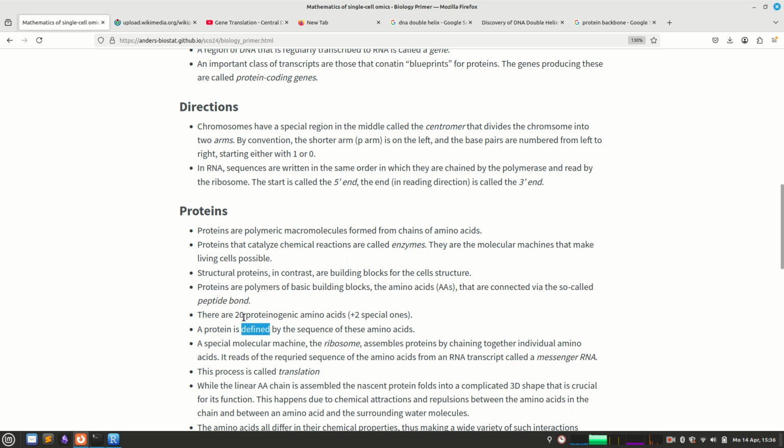And as I told you, there are 20 proteinogenic amino acids, plus two special ones which we skipped over. Each code codes for one of them. But as you can imagine, we have 4 bases and triplets of bases. 4 to the 3 is 64. So it's 64 different codes, but only 21 meanings. So the code is redundant. There are usually several codes which code for the same amino acid.